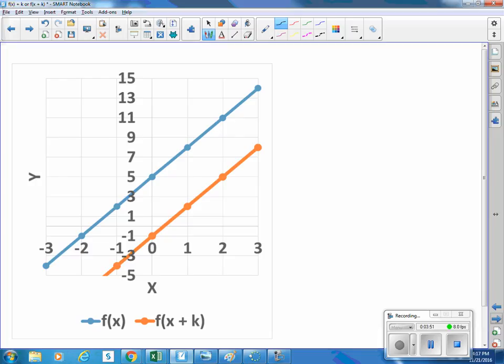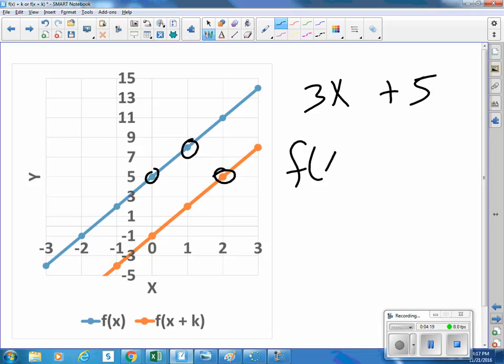And the original function here crosses the y-axis at 5, and going from 5 to 8, so I go up 3 over 1. So that's my original function. And just looking for a place that is left or right of that one, it goes from 0 to 2, so f of x minus 2. So in this case, k would be -2. So shifting to the right by 2.